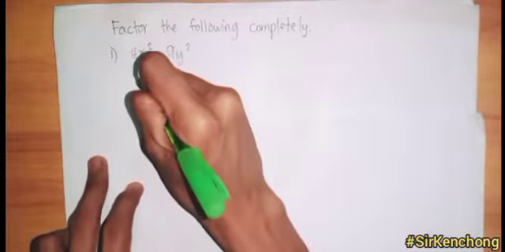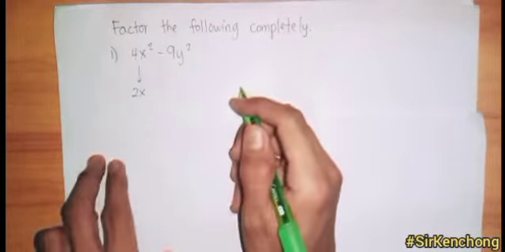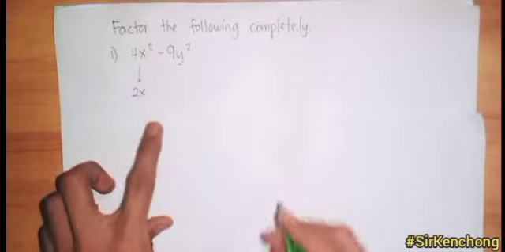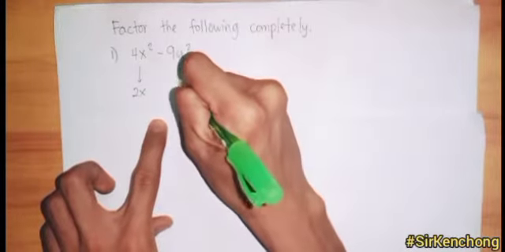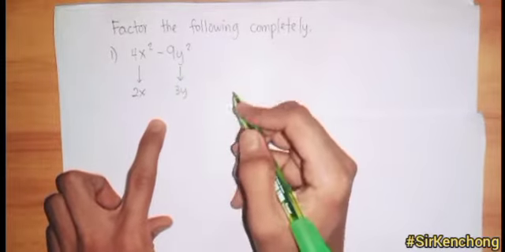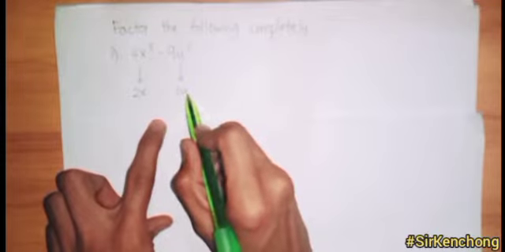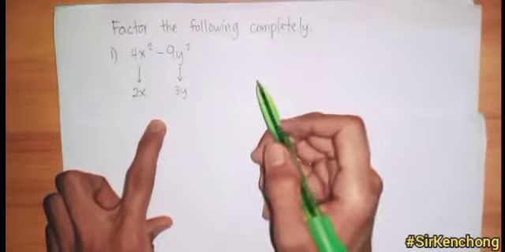Okay, so ang 4x squared, ang square root niya ay 2x. Kasi 2x times 2x ay 4x squared. Yung second term naman, ang kanyang square root ay 3y. Dahil 3y times 3y is equal to 9y squared.